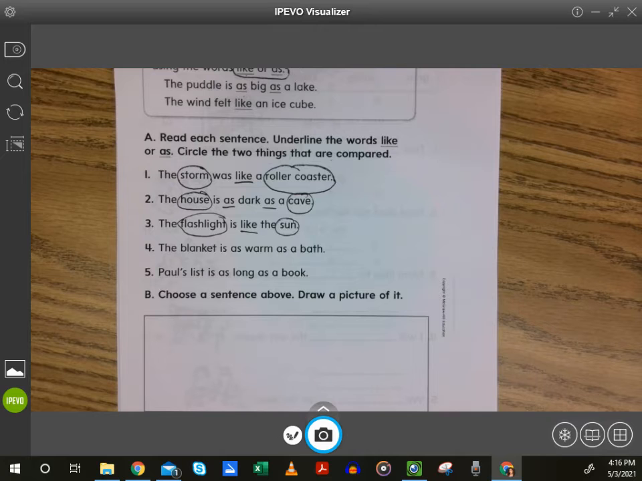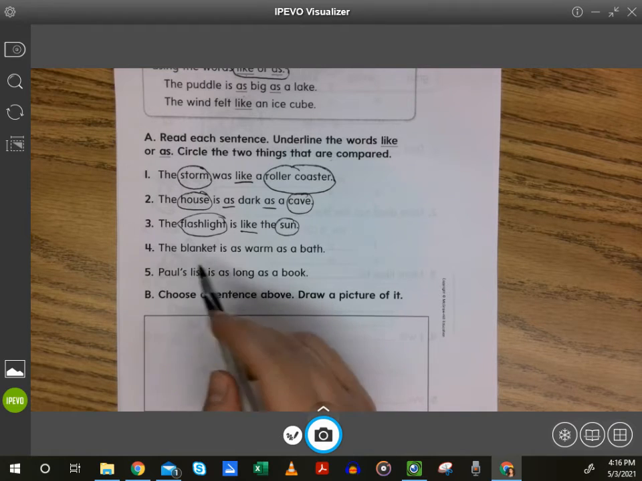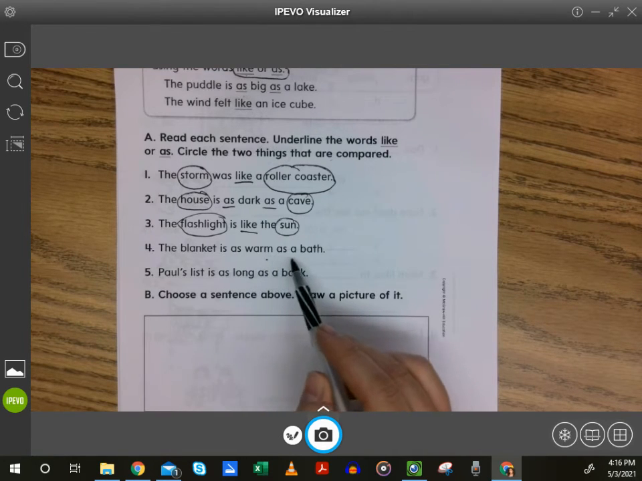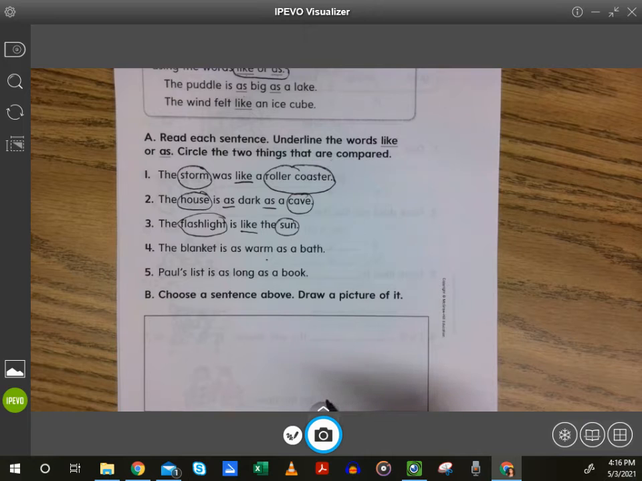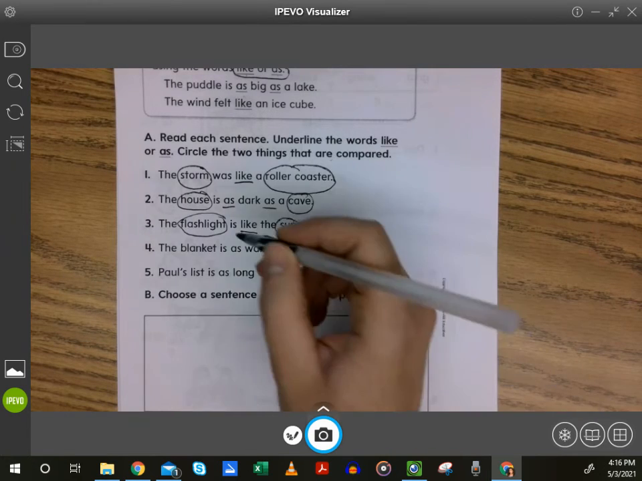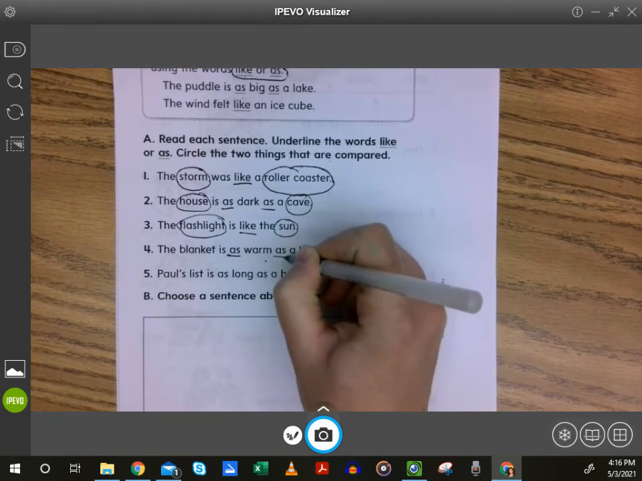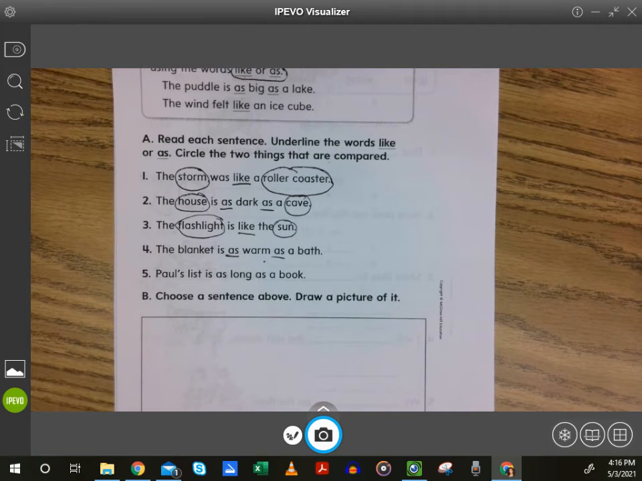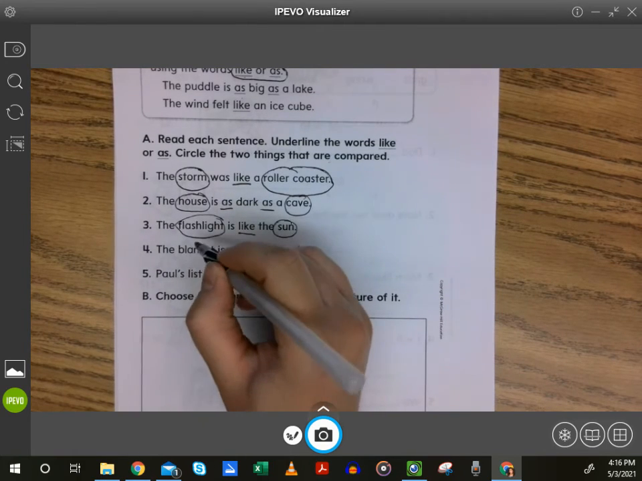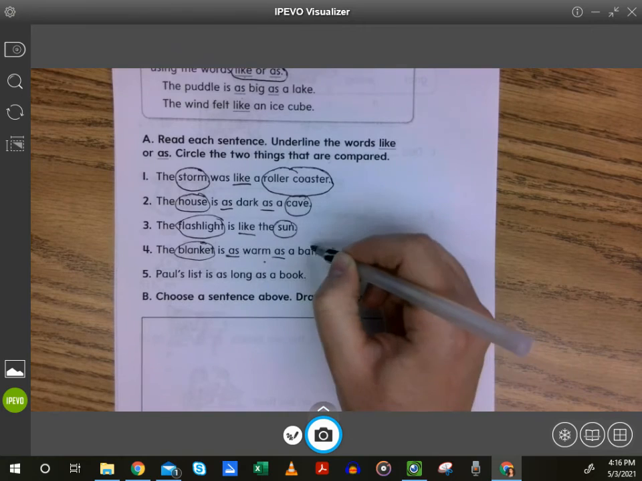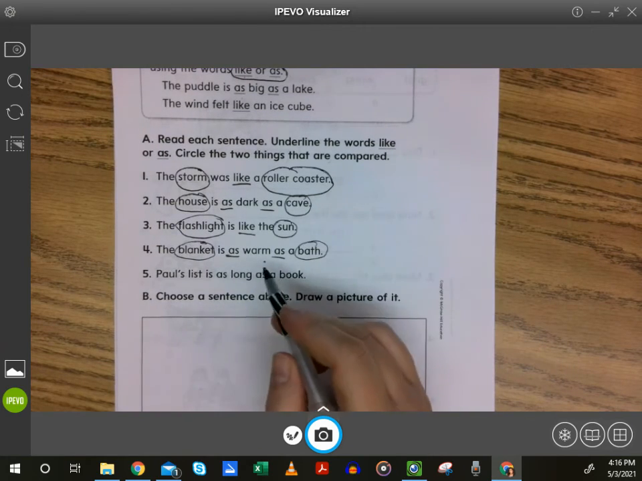Okay, number 4. The blanket is as warm as a bath. What are our comparing words for similes? As. Good. What are we comparing? A blanket and a bath. We're saying both are warm.